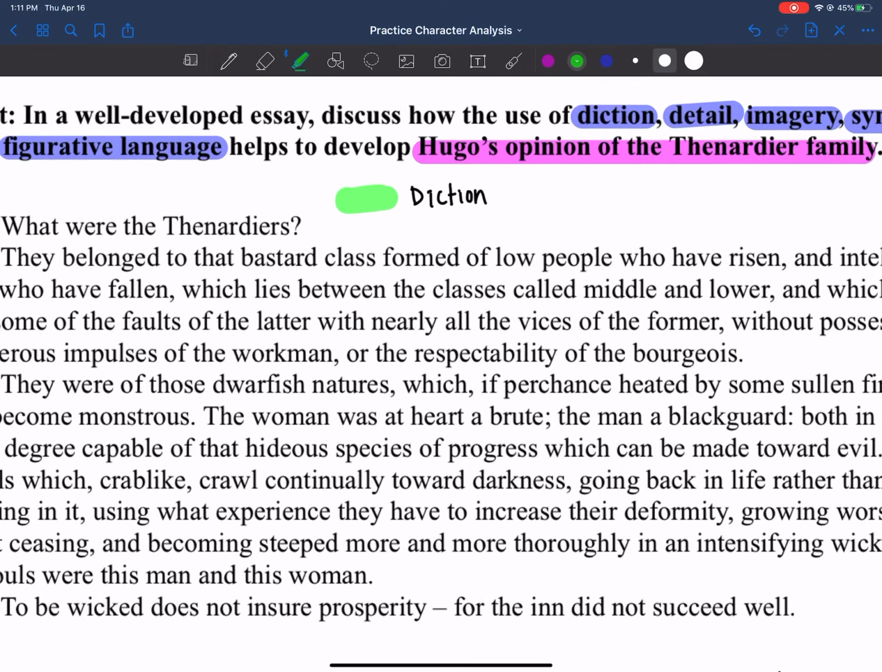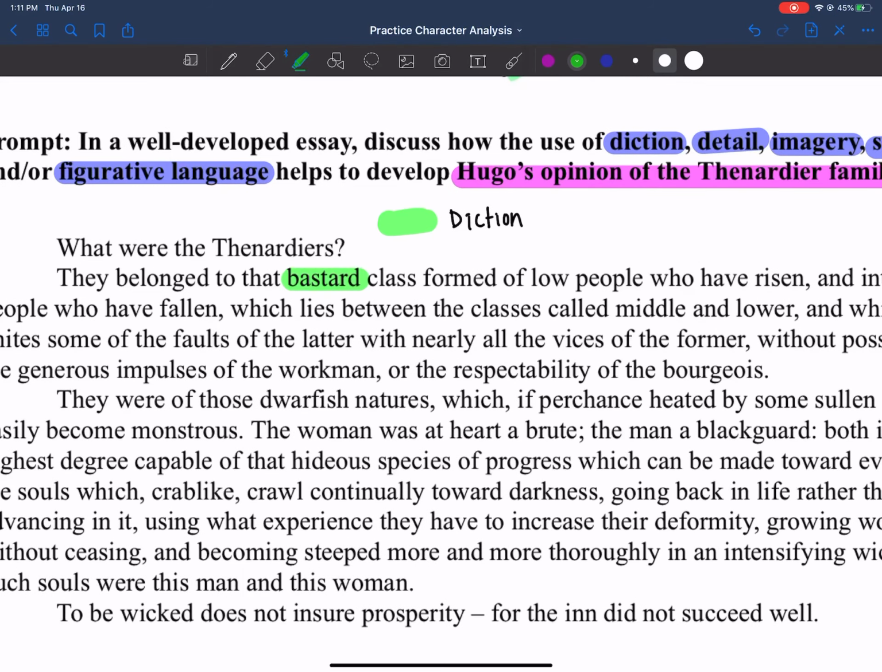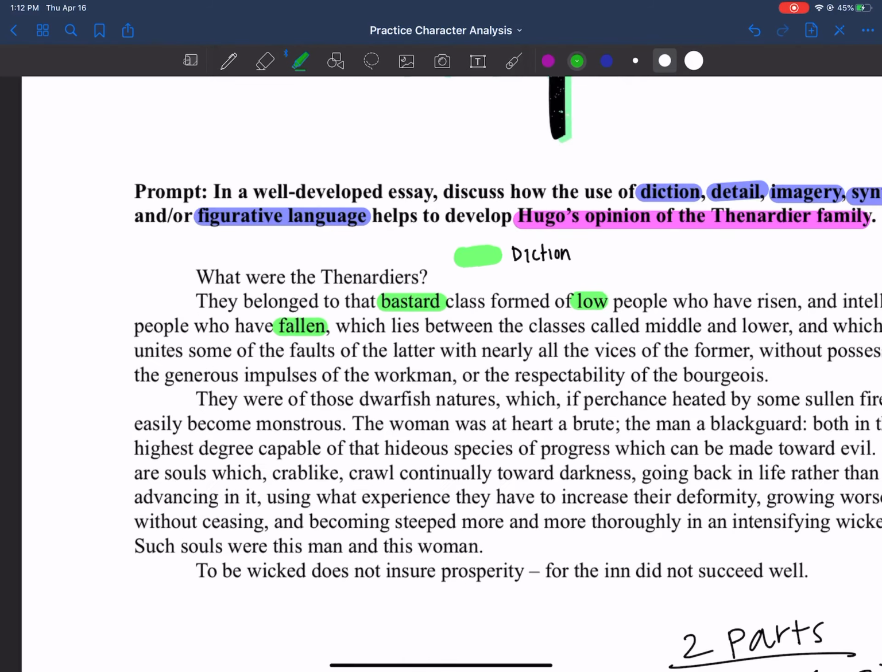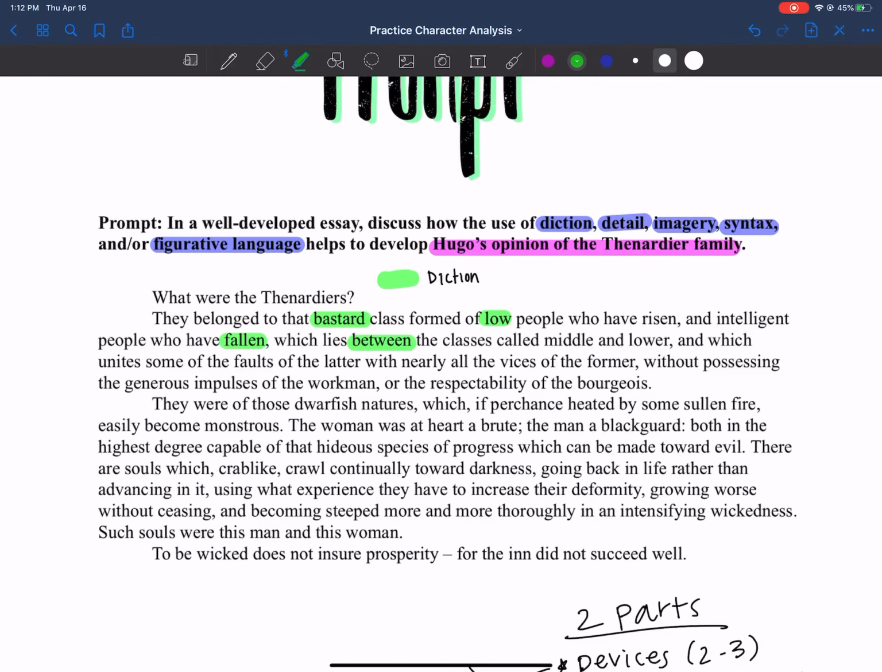Okay, what were the Thénardiers? They belonged to that bastard class formed of low people who have risen and intelligent people who have fallen, which lies between the classes called middle and lower, and which unites some of the faults of the latter with nearly all the vices of the former, without possessing the generous impulses of the workman or the respectability of the bourgeois. They were of those dwarfish natures, which, if perchance heated by some sullen fire, easily become monstrous. The woman was at heart a brute, the man a blackguard, both in the highest degree capable of that hideous species of progress which can be made toward evil.